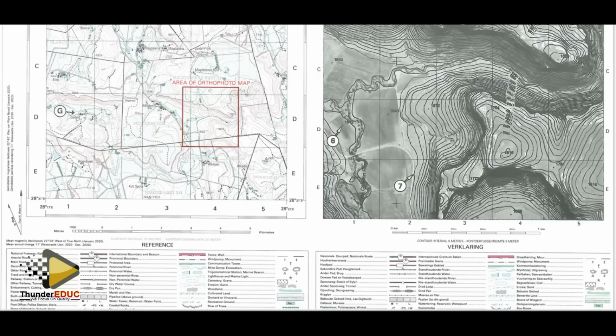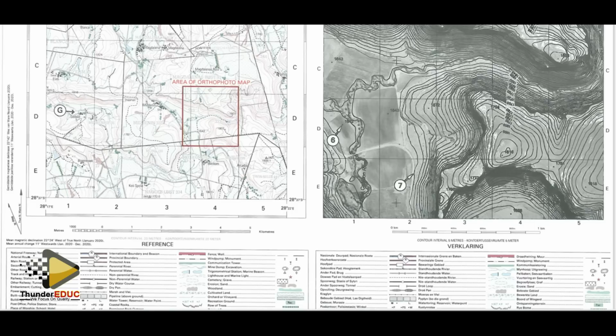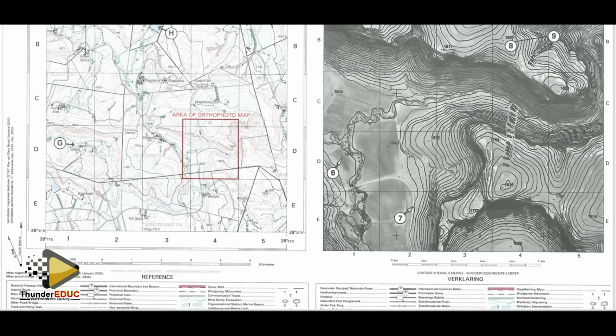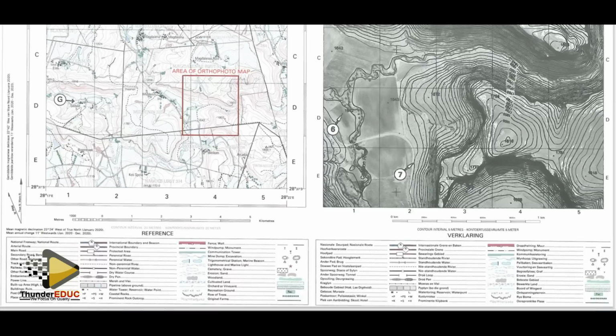Question 3.1.3 C: State how the illustrated gradient influenced the human activities between 6 and 7. If we try to figure out between 6 and 7, though our map is a little bit small scale, we can figure out the human activities that are taking place between these points here, 6 and 7.